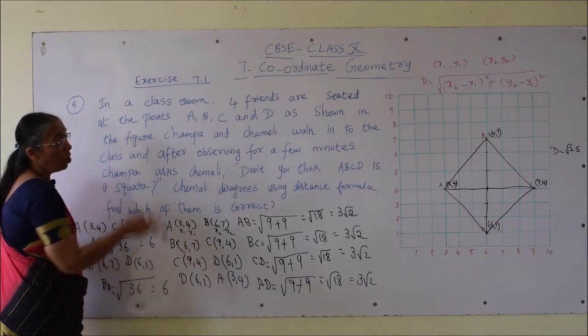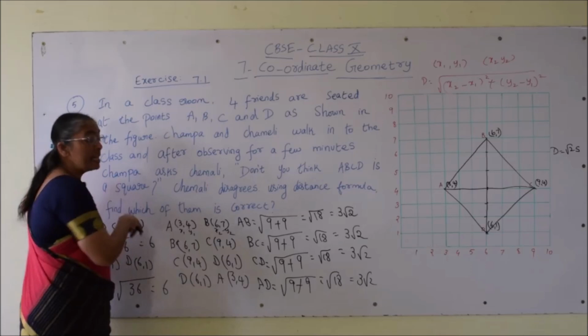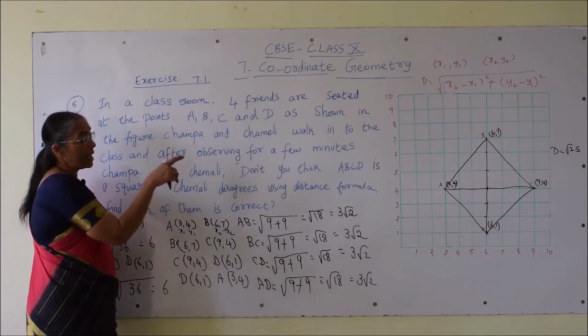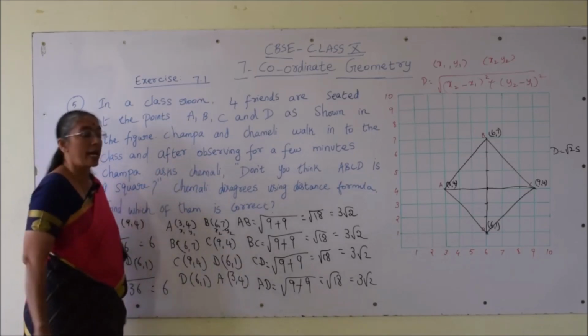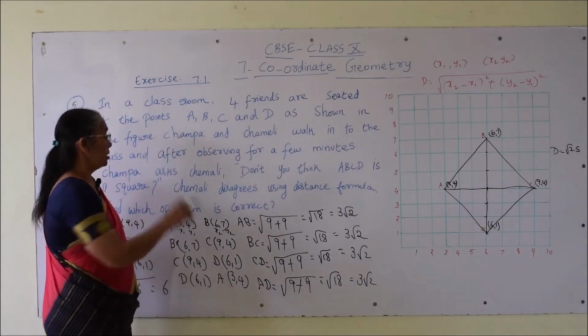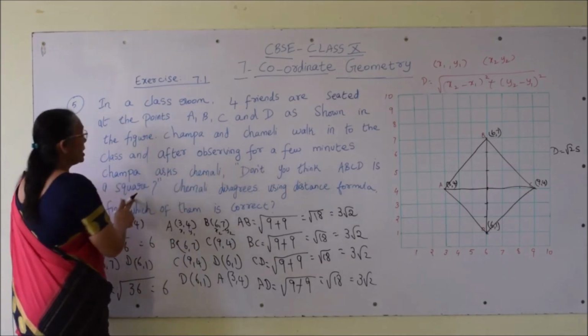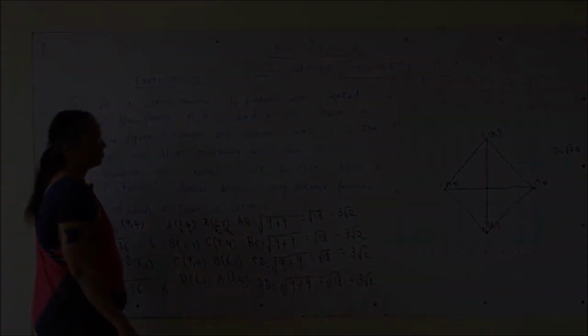So, we proved all the 4 sides are equal and also the diagonals are equal, and the diagonal is also root 2 times the side. Therefore, the 4 people A, B, C, D sitting in the place are forming a square ABCD.